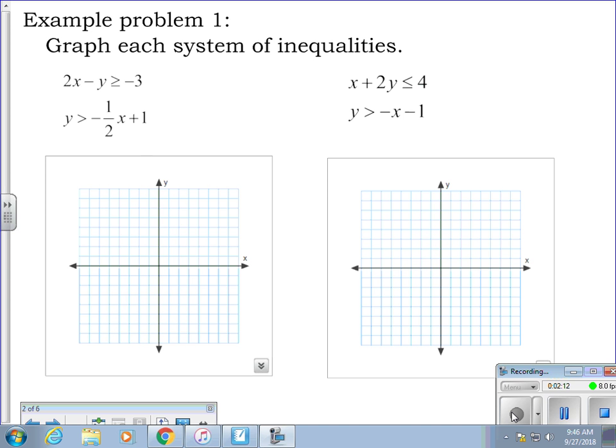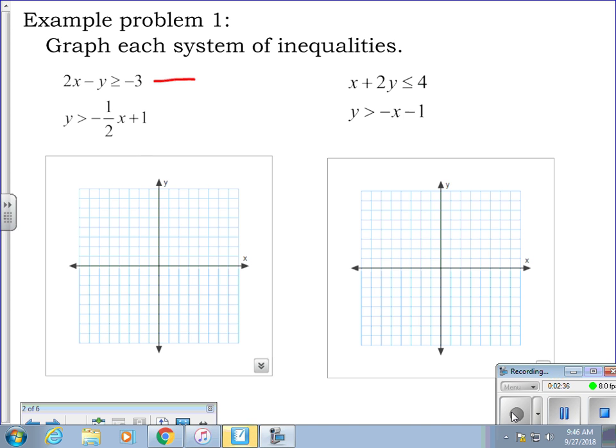Okay. Graph each system of inequalities. So the only way to solve a system of inequalities is to graph that system of inequalities. Now, this is another one where if you've got colored pencils or colored pens, it comes in really handy. It'll look nicer up here when I do it. So I graph the first one. I'm going to graph that inequality in red.